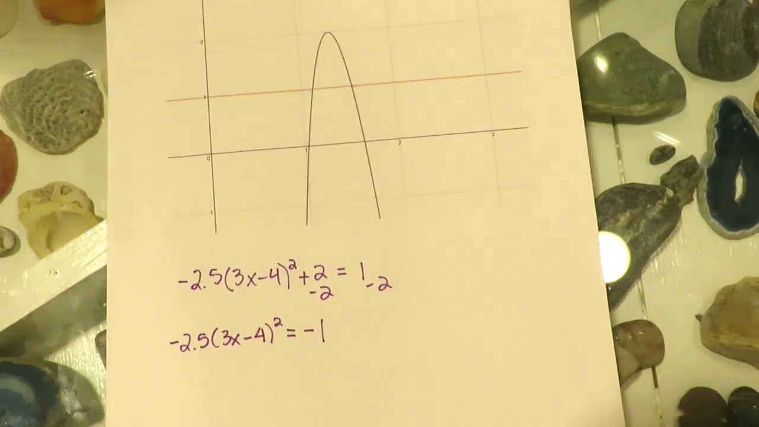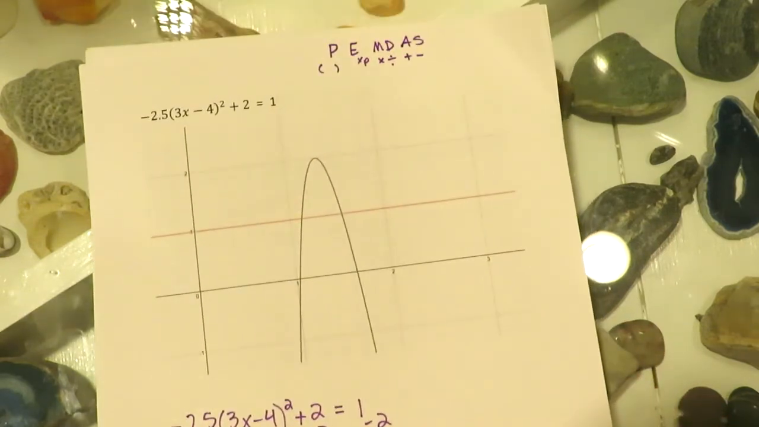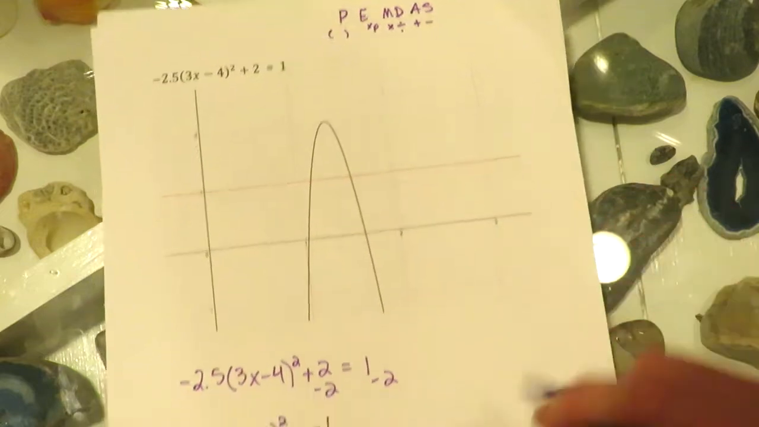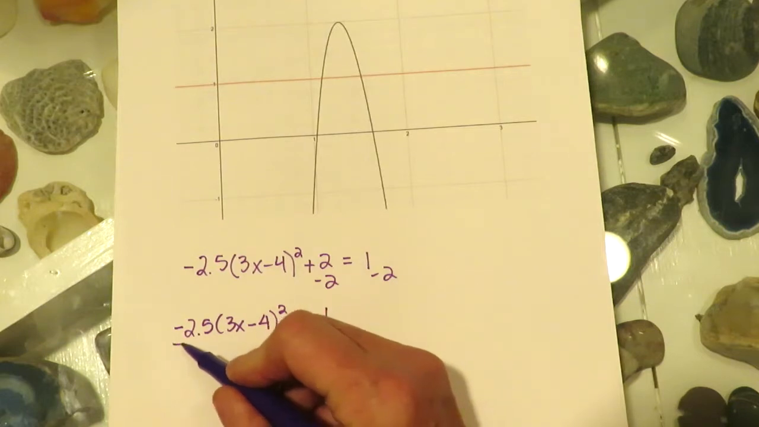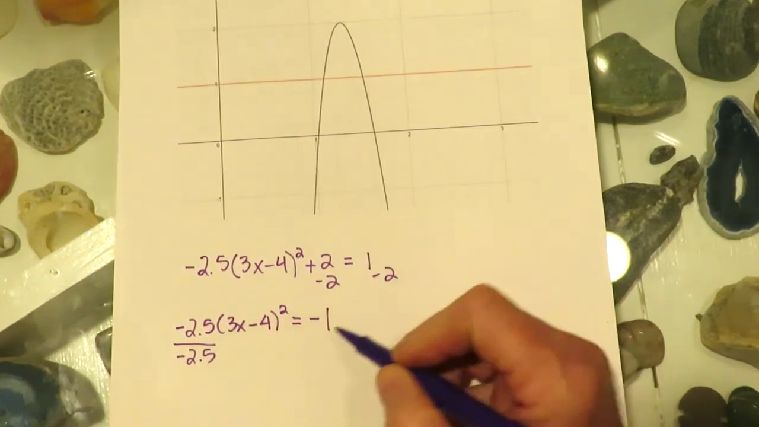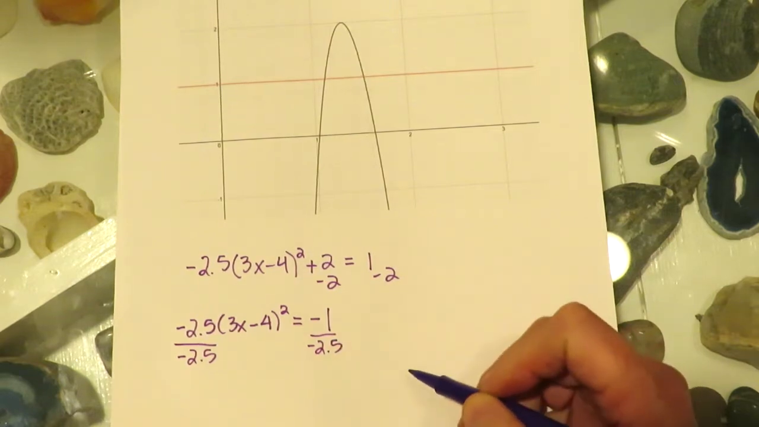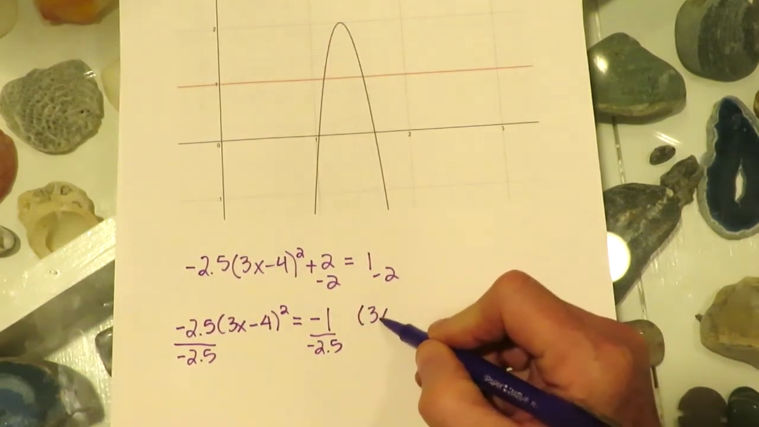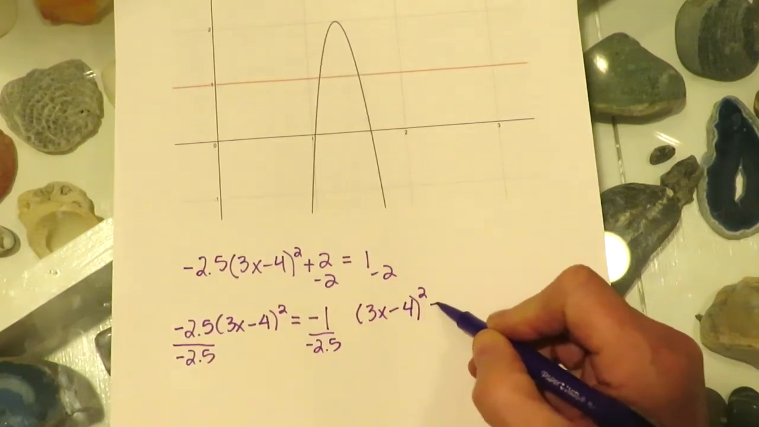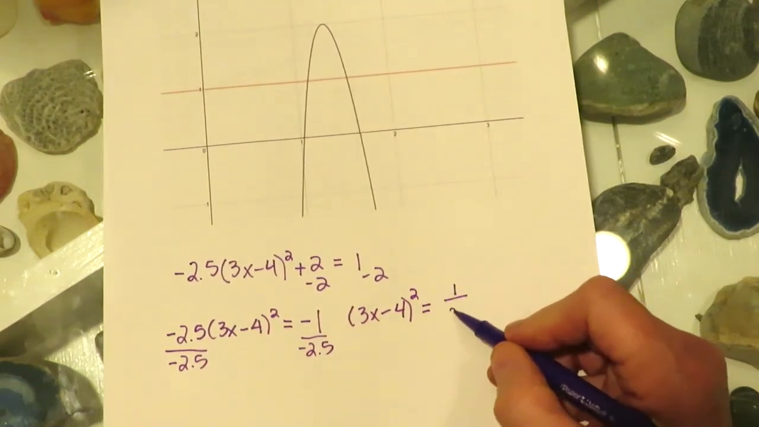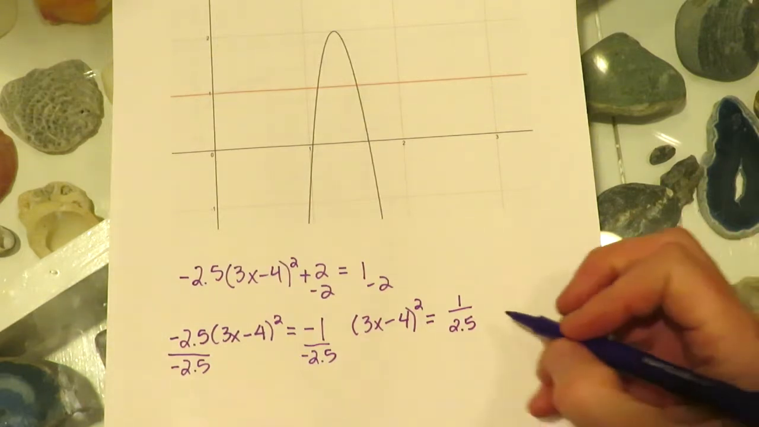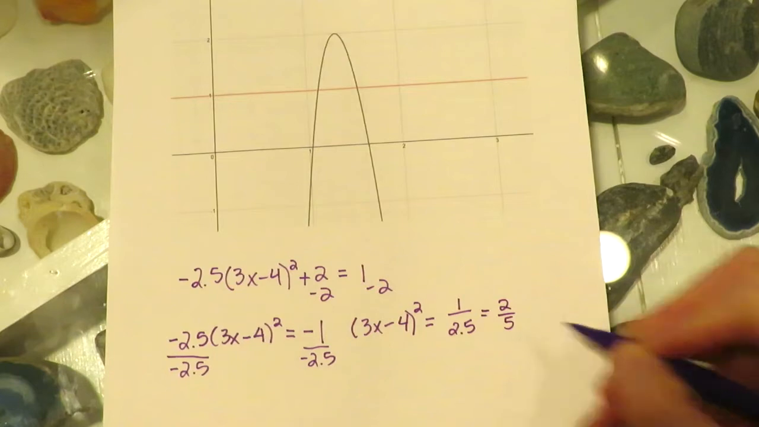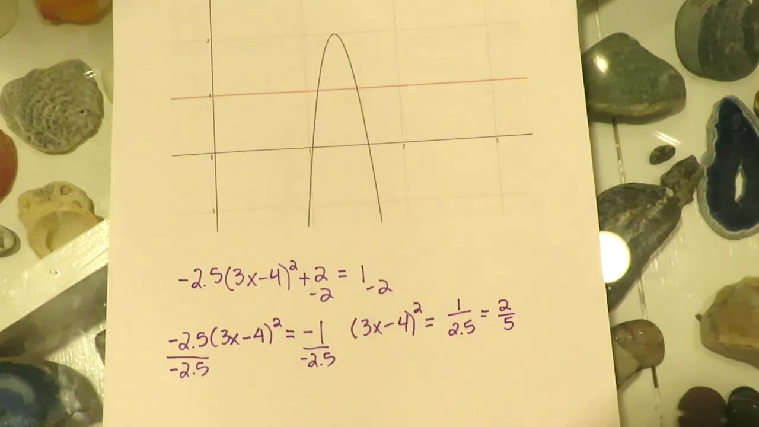Now I'm going to undo any multiplying and dividing. So I have a 2.5 multiplying the expression that has the variable, so I'm going to divide by negative 2.5. So I divide over here by negative 2.5. And that will give me (3x minus 4) squared equals positive 1 over 2.5. And 2.5 is 5/2, so the reciprocal of 5/2 will be 2/5. So I think I'll go ahead and write it that way.